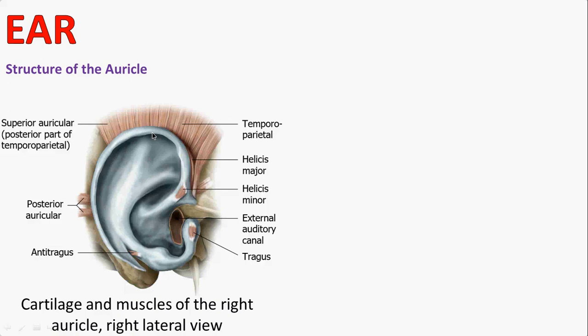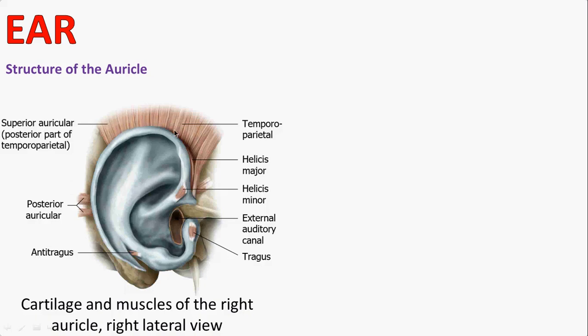There are many muscles in relation to the external ear. These are all vestigial in man. In lower animals, however, they are important, and they consist of the intrinsic muscles and the extrinsic muscles. But you have to remember that in humans they are vestigial. So what are the muscles?